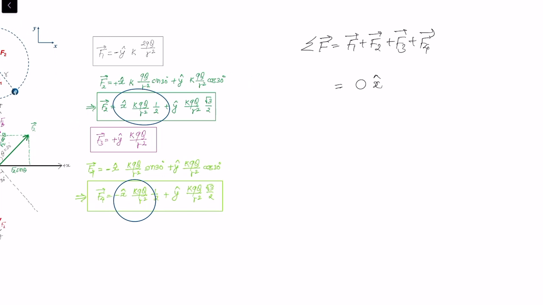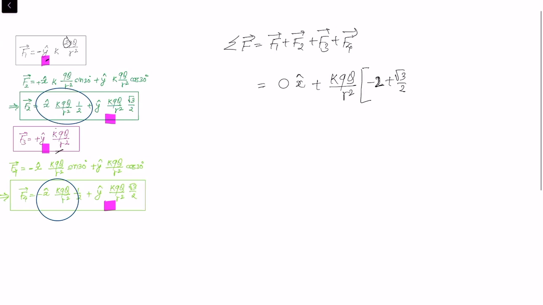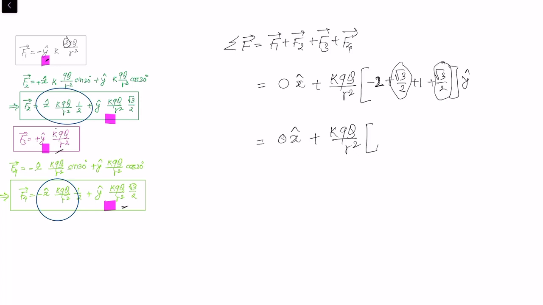Now let us do the same for the y components. We have four y component terms to deal with. Here if you look, all the four terms have the kq by r square term in common, so I can pull that term over here. And the remaining terms from F1 is minus 2, from F2 is square root 3 by 2, from F3 is plus 1, and from F4 it is square root 3 by 2. If we further simplify it, we will get 0 x cap, plus kq by r square times square root 3 minus 1, y cap.